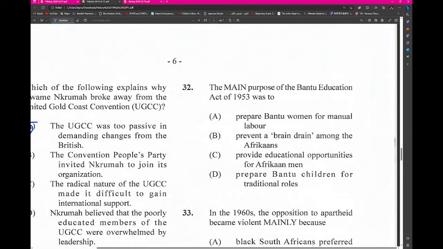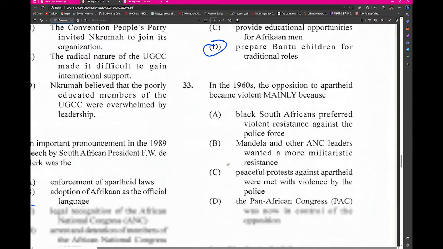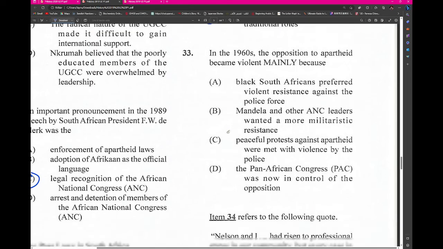32. The main purpose of the Bantu Education Act was to prepare Bantu children for traditional roles. In the 1960s, the opposition to apartheid became violent mainly because peaceful protests against apartheid were met with violence by the police.